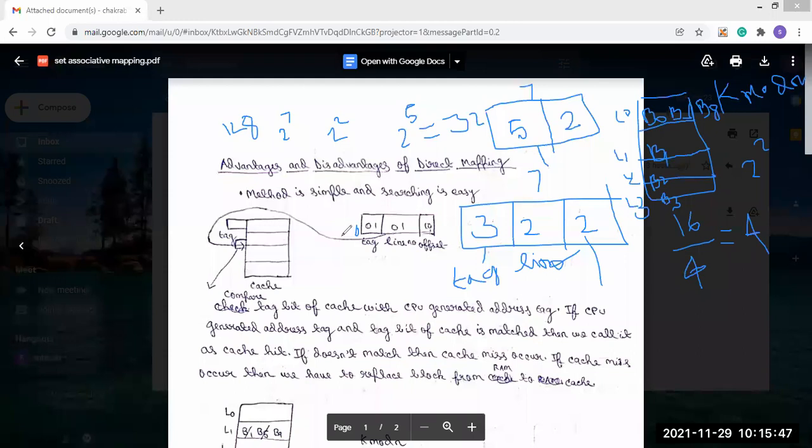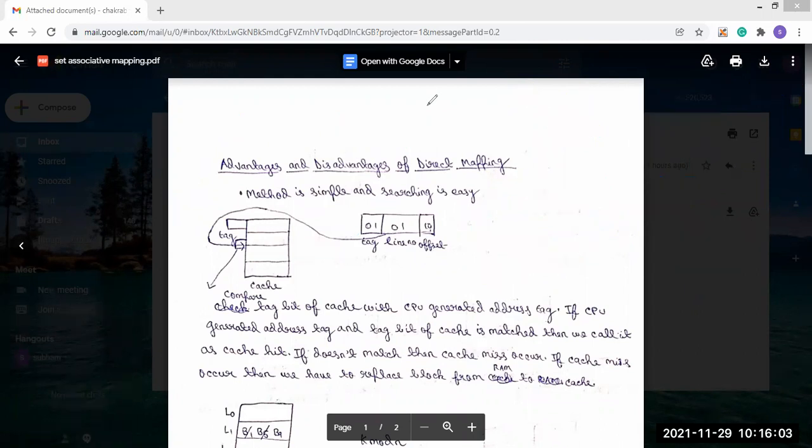Yes. So this is the advantage of direct mapping. But there is also a disadvantage present.